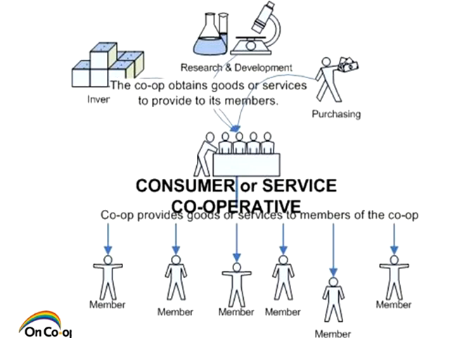So the idea is that if the relationship is one where the member is purchasing a good or a service or obtaining a good or a service from the cooperative by virtue of their membership, we term that a consumer or service cooperative. Credit unions would be also another example of those types of cooperatives.